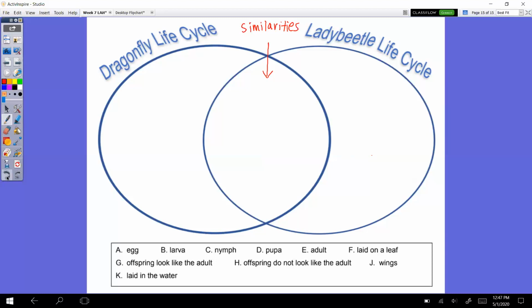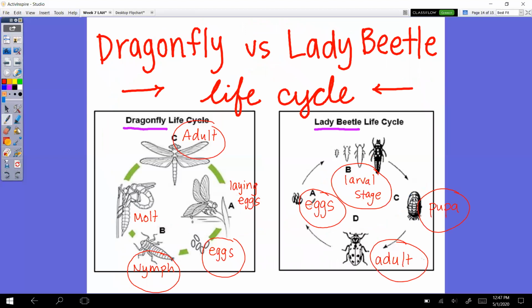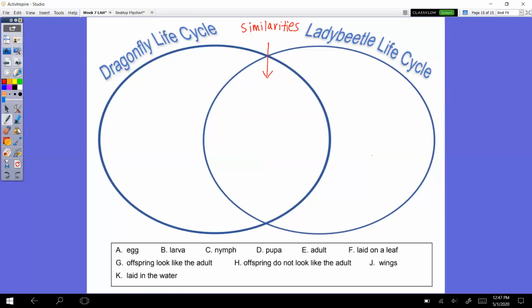Let's start with our word bank. We have a word bank down here. Let's start with A. Where do you think A is going to go? If we think back to the slide that we were just on, egg, both of these have eggs. They both lay eggs. It doesn't matter where, but they do have that in common. So I'm going to put this in the middle underneath the similarities section.